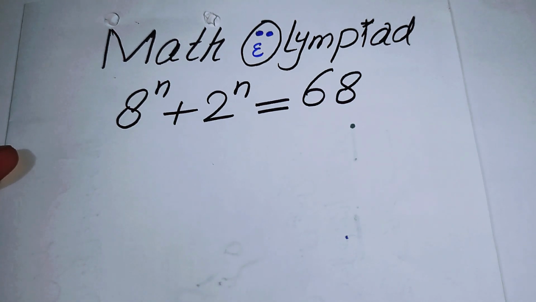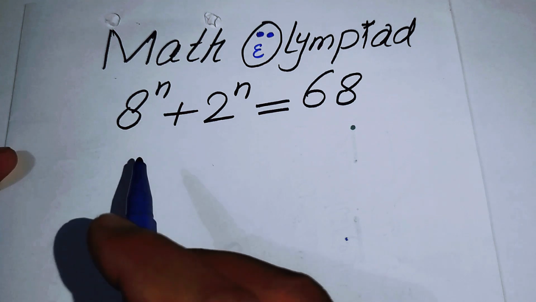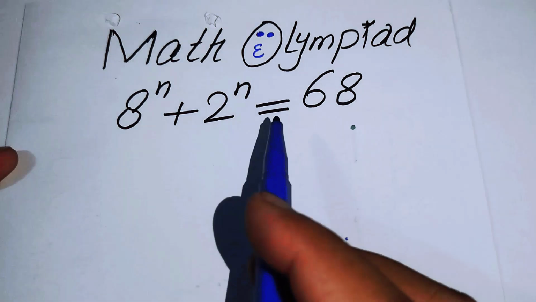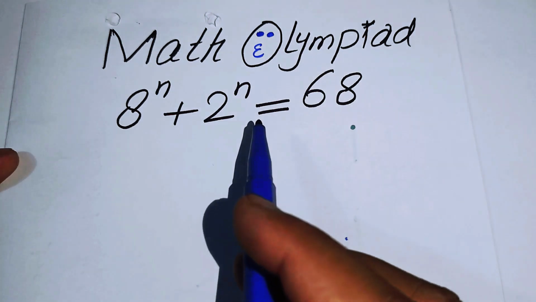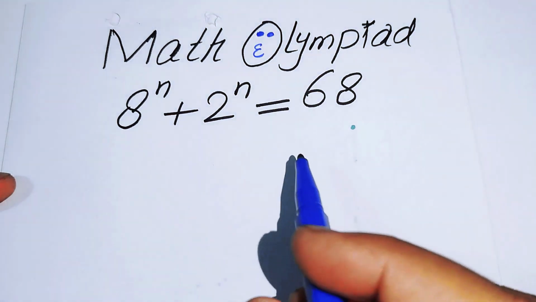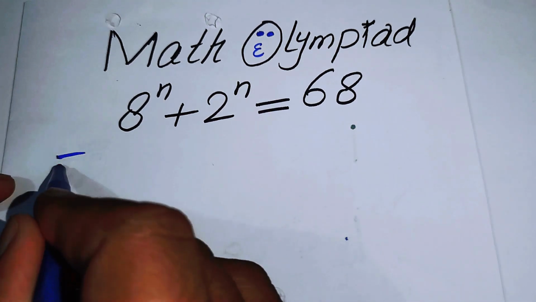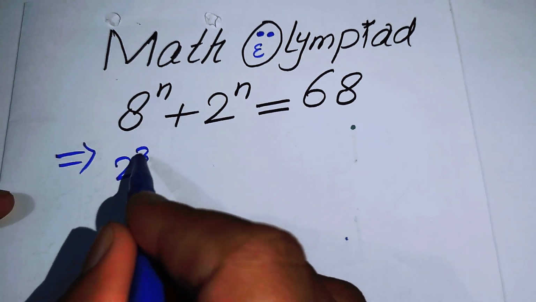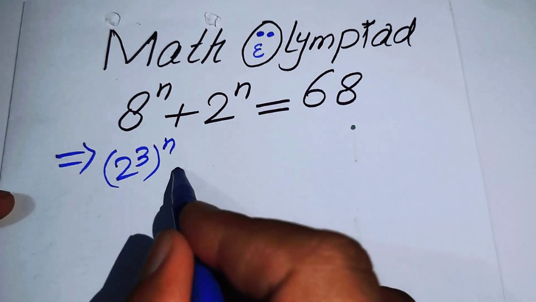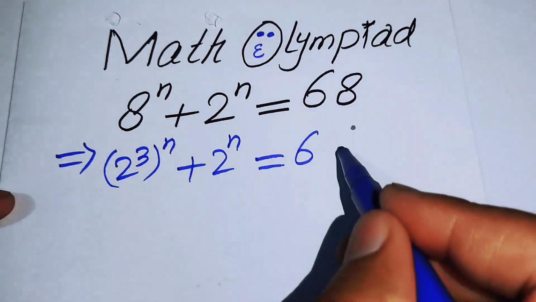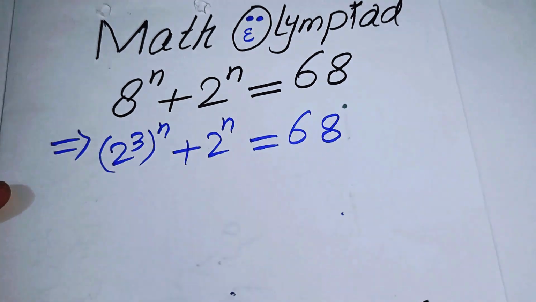In this video we are going to solve this nice algebra problem, and here we have 8 to the power of n plus 2 to the power of n is equal to 68, and we will solve this problem for the value of n. So the very first thing we are going to do is, first I can write this 8 as 2 to the power of 3 and its whole power n plus 2 to the power of n is equal to 68.